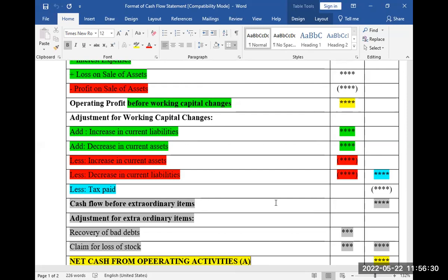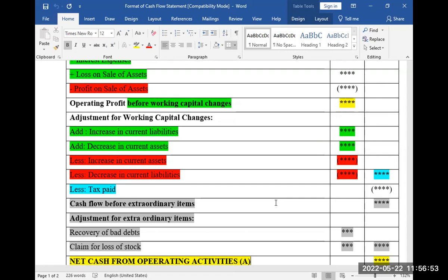Just forget about this. Okay, this won't be there in a normal business. It's according to AS3, or in AS7 it is there. So this won't be there. You remember in the P&L account also we have so many items, but we did cut some extraordinary items. Okay, so you just don't worry about this. After tax paid, the remaining is called net cash flow from operating activities.